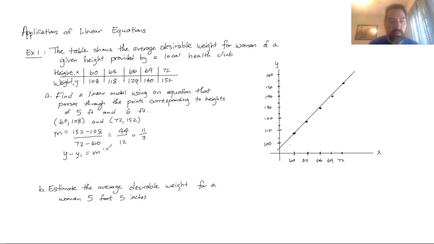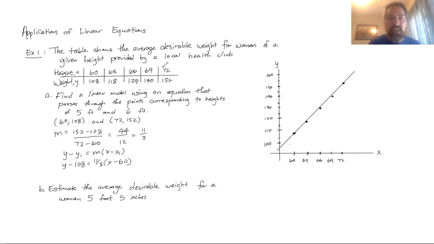I can use either point that I'm given. I'm just going to use that (60, 108) for my x1, y1. So y minus 108 equals the slope, 11/3, times x minus 60.